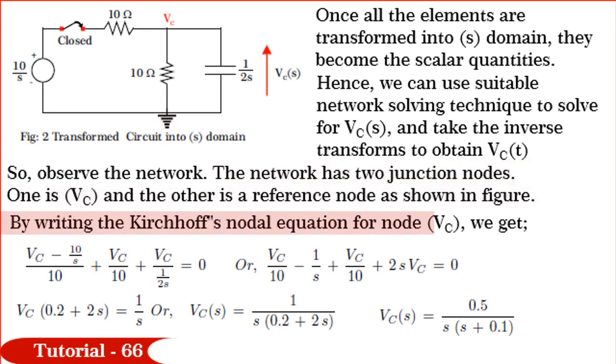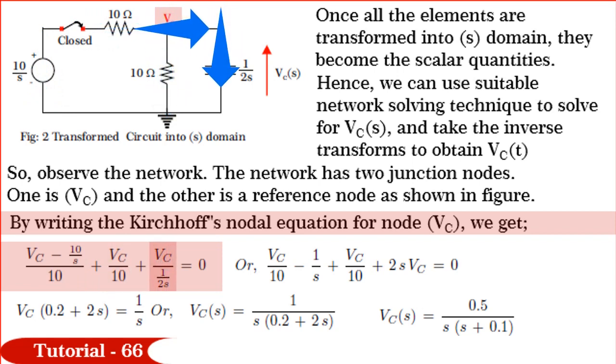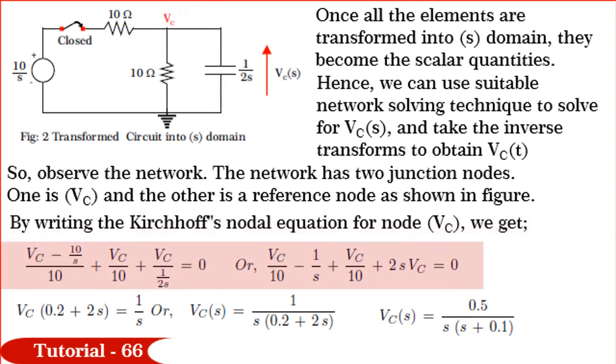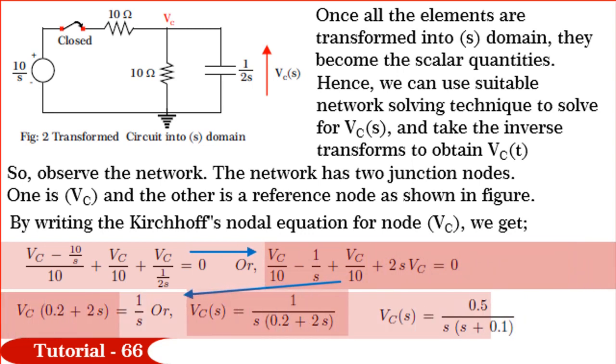By writing the Kirchhoff's nodal equation for node Vc, we get (Vc - 10/S)/10 + Vc/10 + Vc/(1/2S) = 0. By using simple algebra and solving for Vc(S), we get Vc(S) = 0.5 divided by S(S + 0.1).